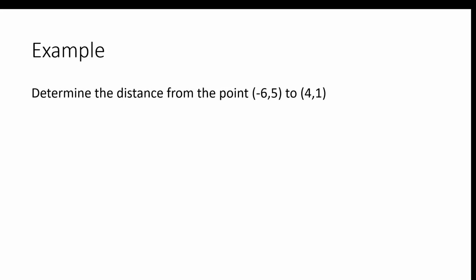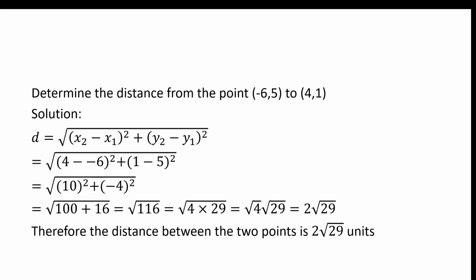Now, what if we wanted to determine the distance from the point negative 6, 5 to the point 4, 1? Well, we might remember from grade 10 math, we have a formula for that. It's just going to be x2 minus x1, which is 4 minus negative 6, quantity squared. And we're going to add that to 1 minus 5, y2 minus y1, quantity squared.